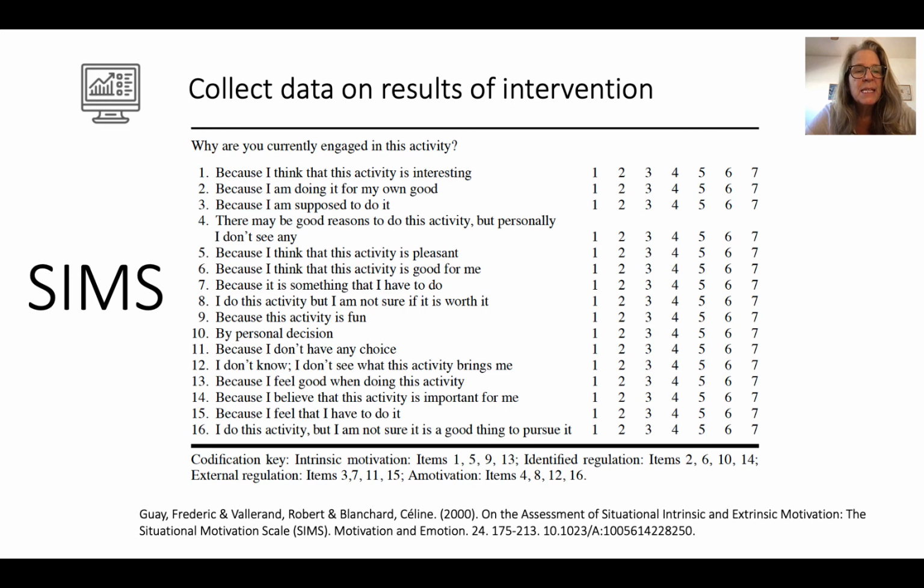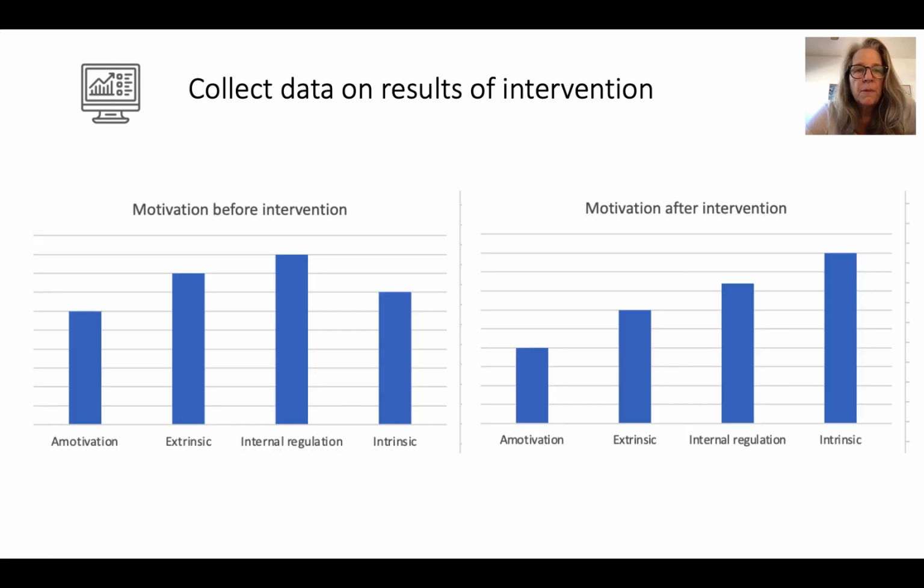Intrinsic means like intrinsic motivation. Identified regulation is the idea that you're doing something because it's good for you. External regulation is you're doing something because you're getting a reward or a punishment. And then amotivation is that you're not motivated. So what you do is you give this survey, and then you break the scores up into these 4 subscales.